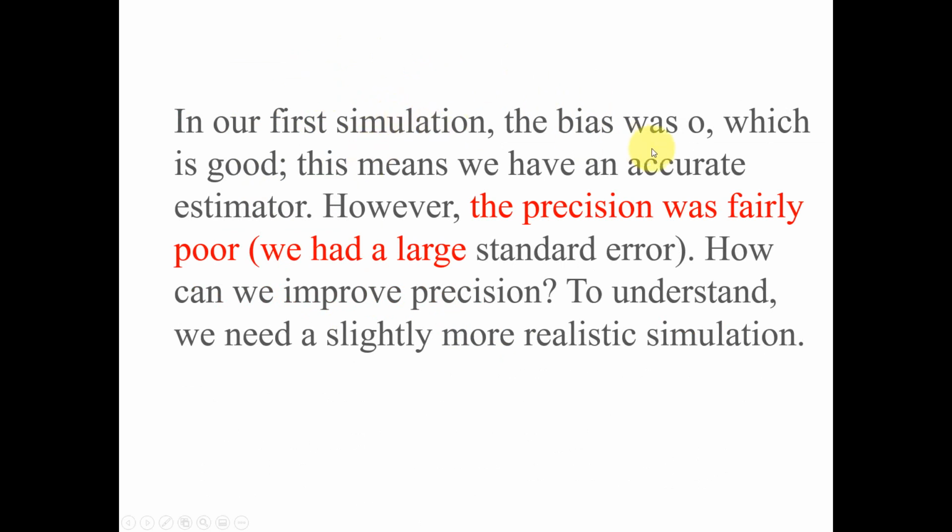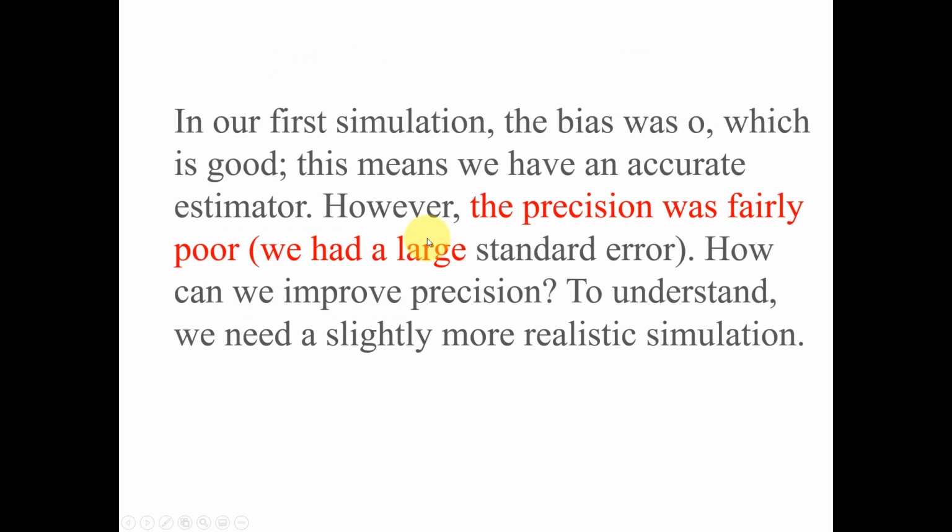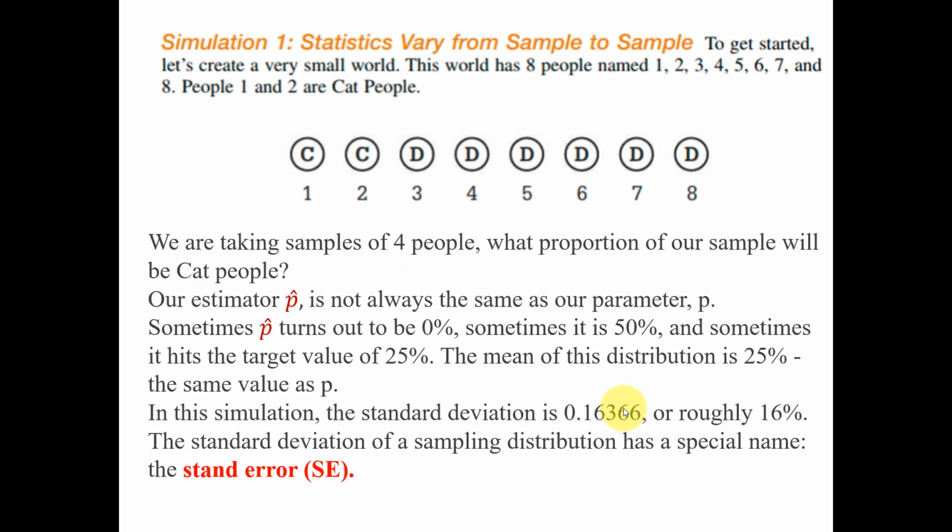So in our first simulation, we had a good estimator, but our precision was bad because our mean P hat was 0.375 and our standard error was about 2/3 of it, and that's really not good. So how can we improve that? We need to use another simulation to understand it.